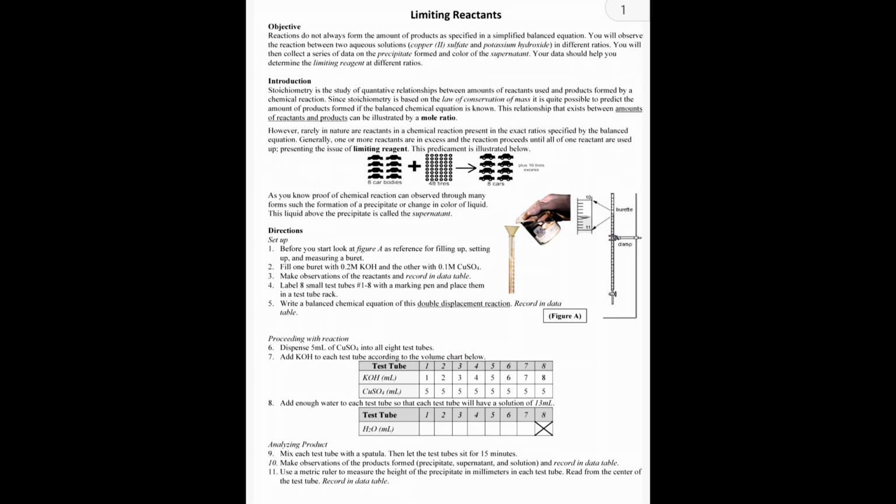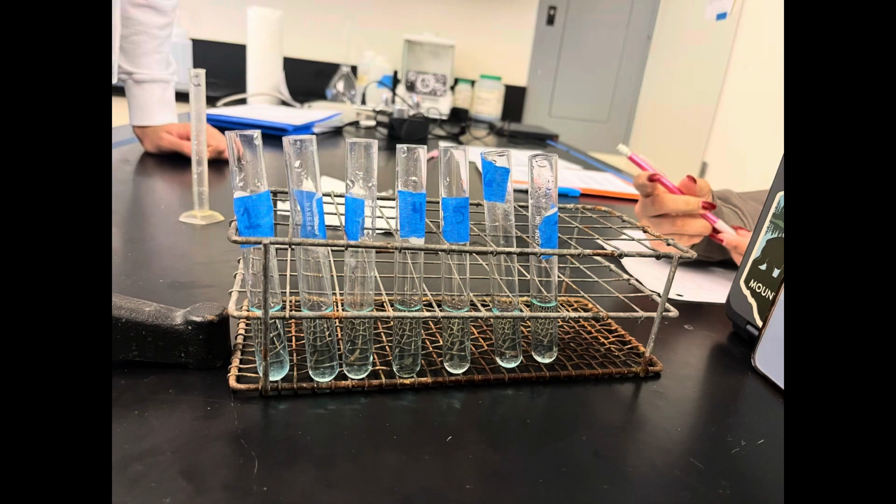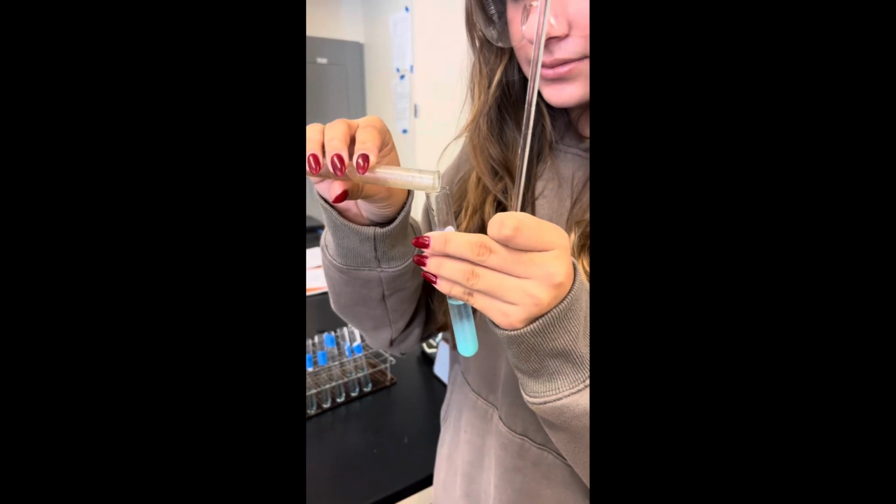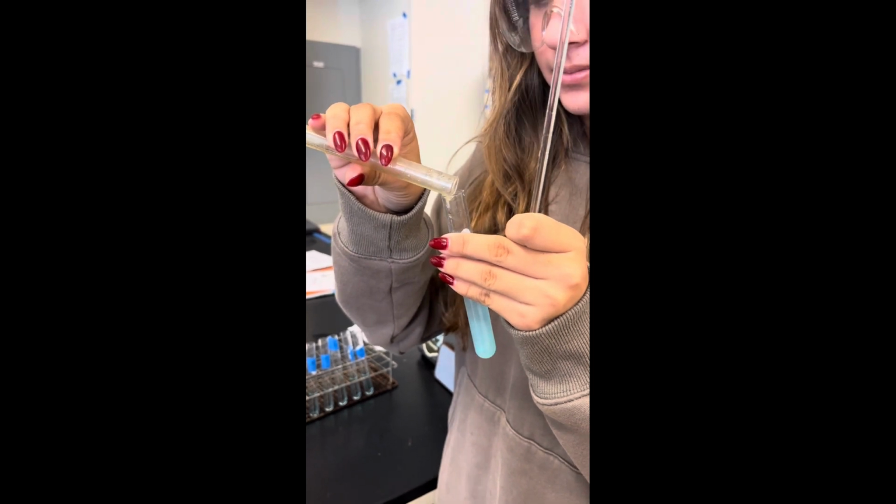The purpose of the lab was to examine the reaction between 2 solutions in different ratios to determine the limiting reagent. We would do this through using a variety of test tubes, each with 5 milliliters of copper 2 sulfate with an increasing amount of potassium hydroxide, 1 milliliter up to 8 milliliters, and finally adding distilled water until each tube was at 13 milliliters.